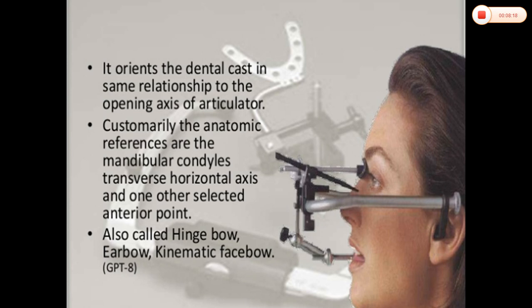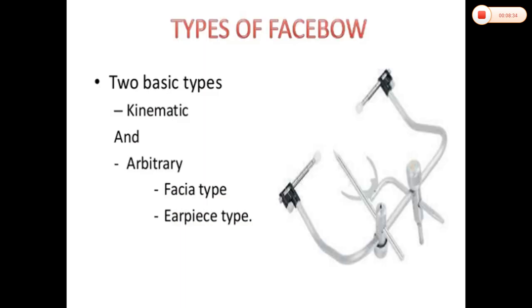So this face bow can also be called a hinge bow, ear bow, or kinematic face bow. So there are different names for this instrument, the face bow instrument, which is also called a hinge bow and ear bow. So how many types of these face bows are there? Basically they can be classified into two different types, that is arbitrary face bow and kinematic face bow.